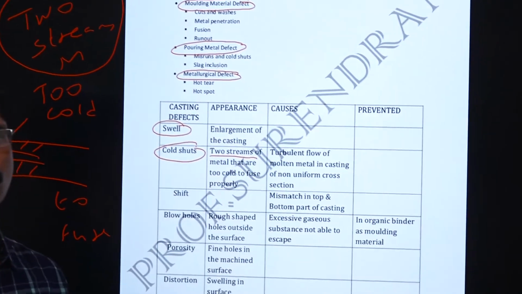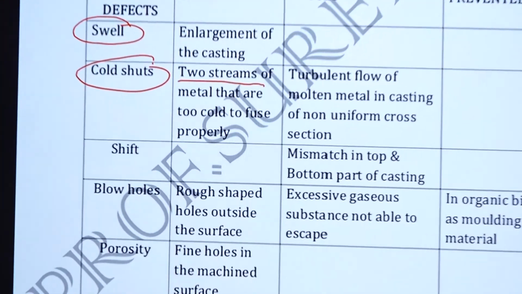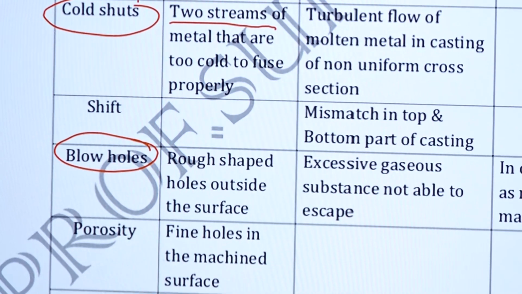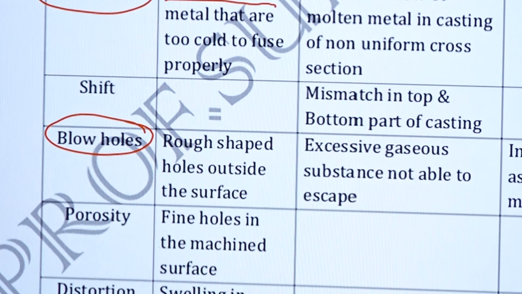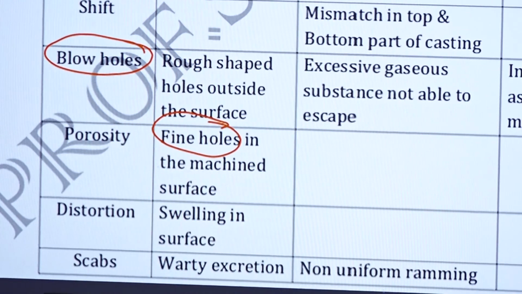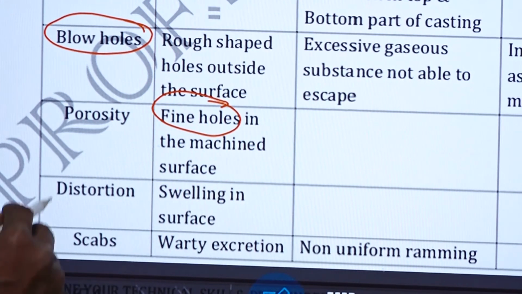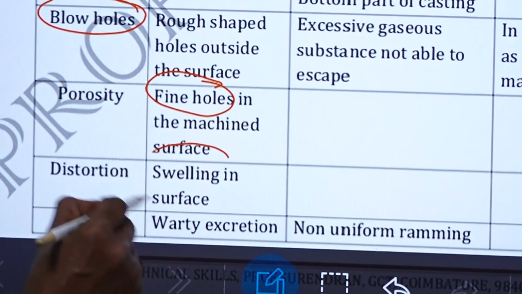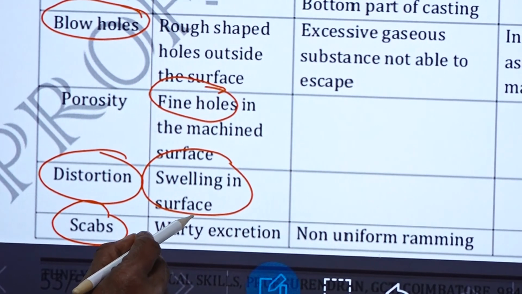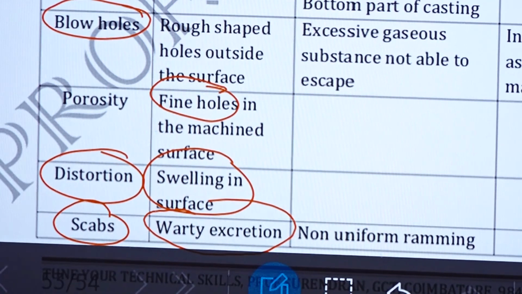Next is blowholes. Because of less permeability, the gas is not able to escape, so it will form blowholes. Porosity is fine holes. When, after machining, you observe fine holes inside the casting, it is called porosity. And distortion is swelling in the surface. Scabs are due to warty excretions.